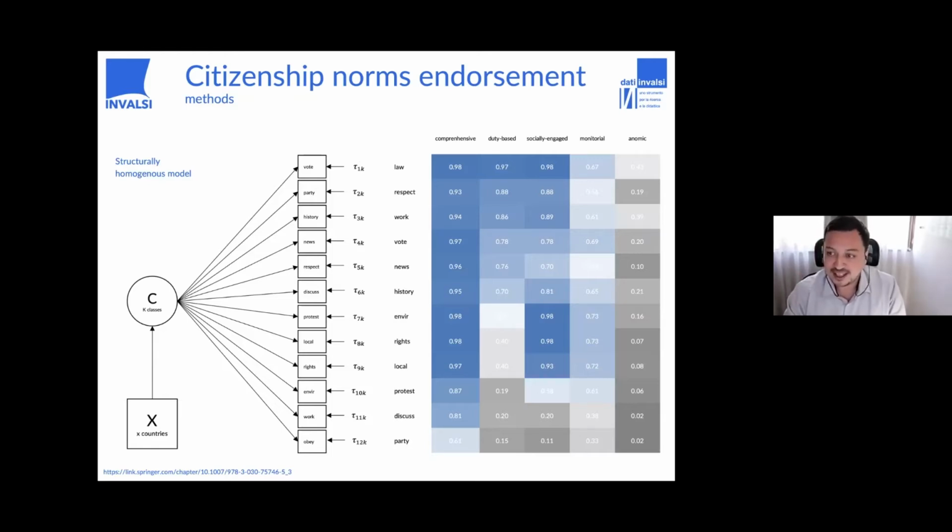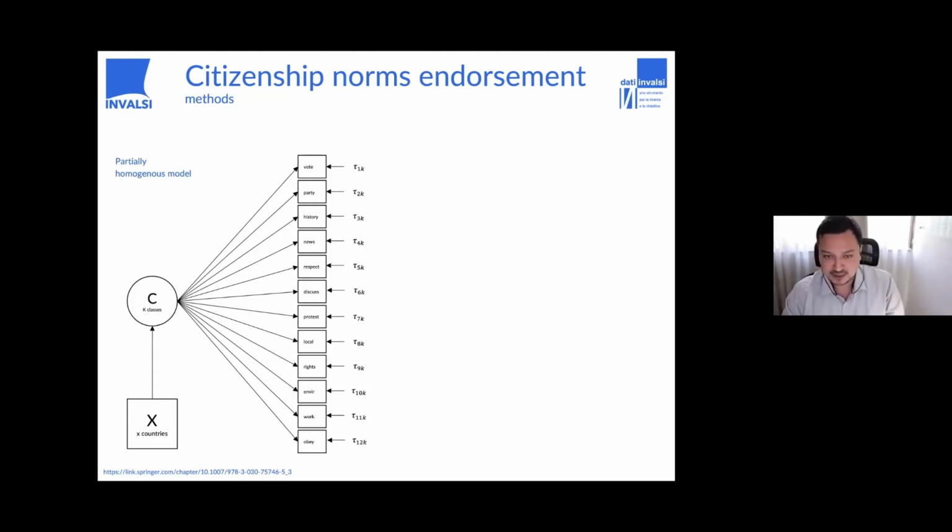Then we have the socially engaged, who tend to endorse more the participation in the community. Simultaneously, they also endorse the rule of law and respect for authorities. Then we have the monitorial group, which seems to be more critical. They are less likely to respect the authorities, and at the same time they tend to be a little more engaged with participation in the local community. And finally, we have a small group of students that hardly endorse any citizenship norm. So this is the representation of these different response patterns that we can generate with this model.